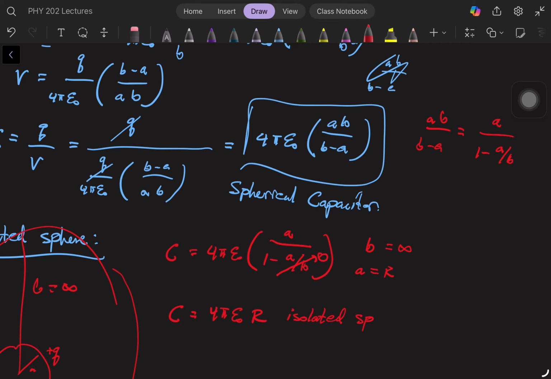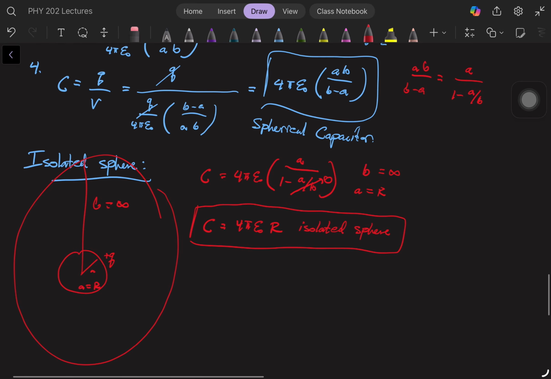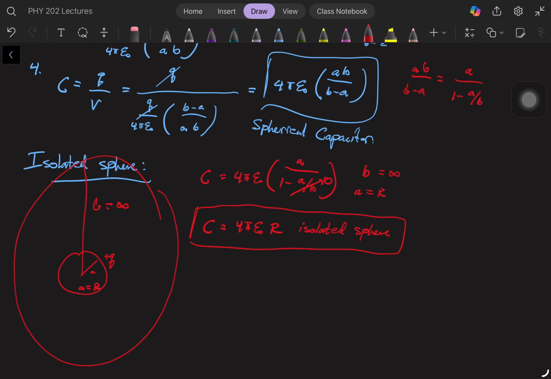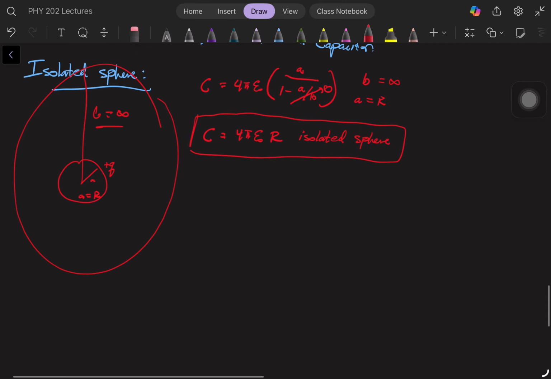Right, and so we have kind of deviated from our definition of a capacitor, right? We said it was always going to be two things separated. But if you're creative enough about what you mean by two things separated, we can have some fun, right? Okay, so there's the isolated sphere.